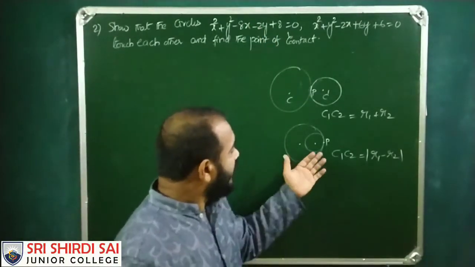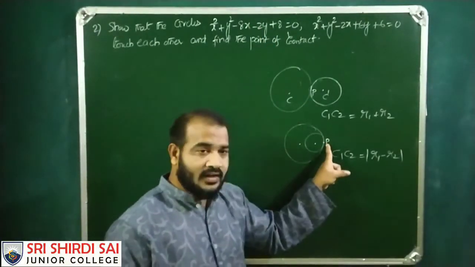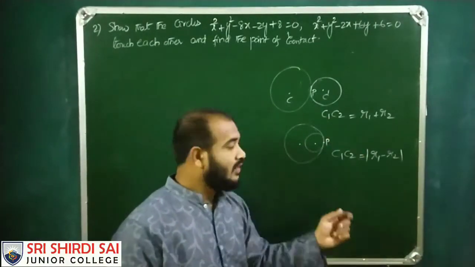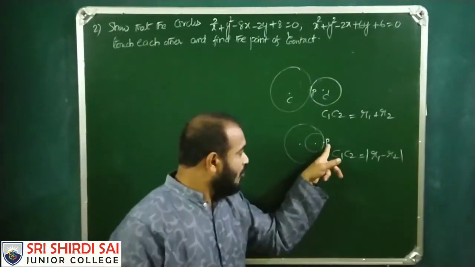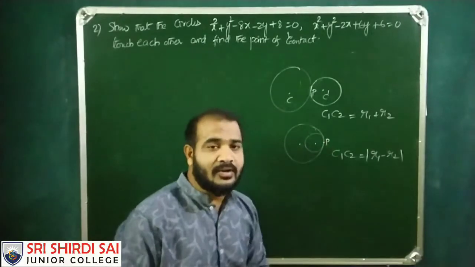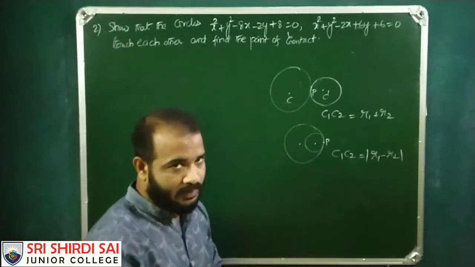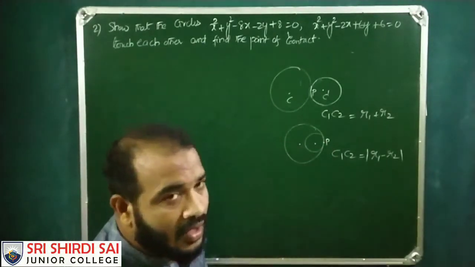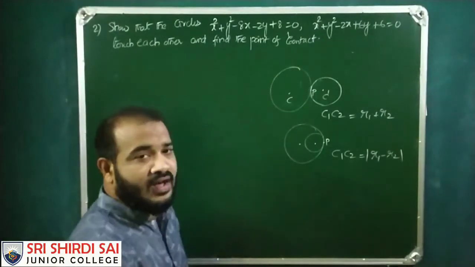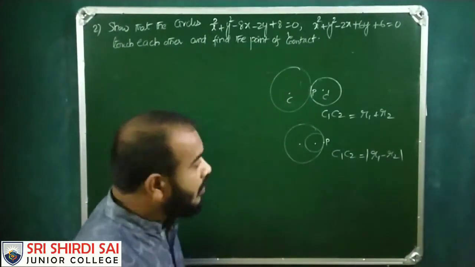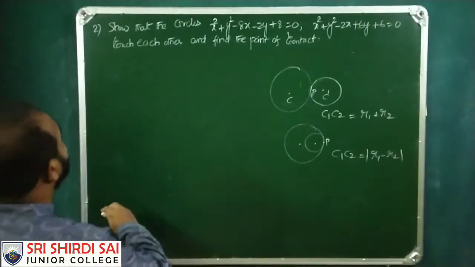Okay, here if the situation is something like this, the circles touch each other internally, then this point of contact is the external center of similitude: (R1x2 minus R2x1) by (R1 minus R2), and (R1y2 minus R2y1) by (R1 minus R2). So let us see that.